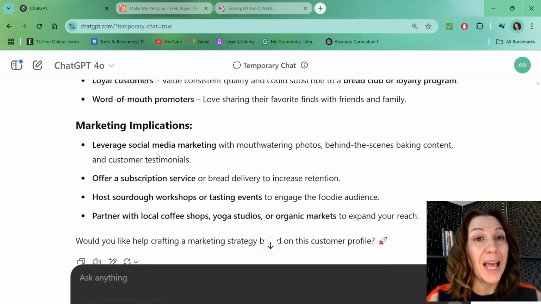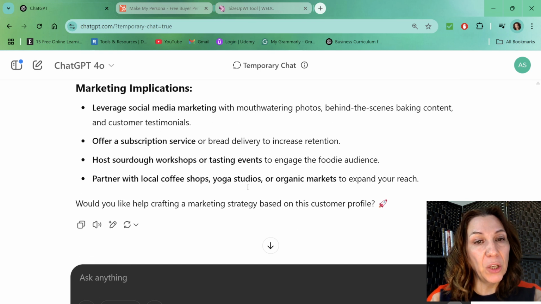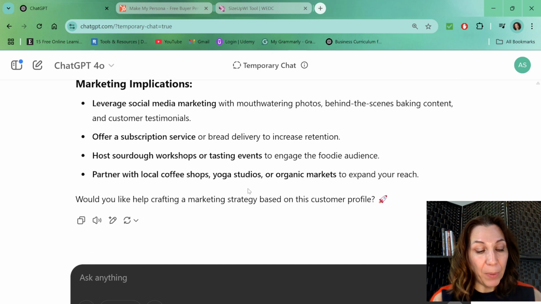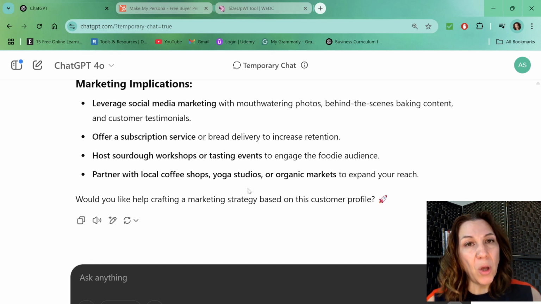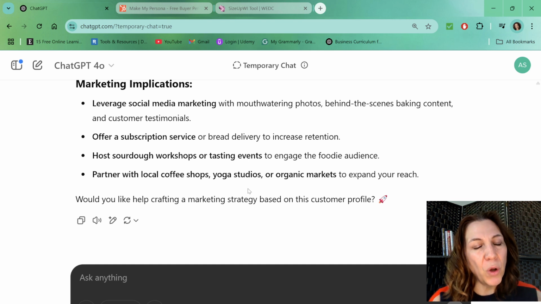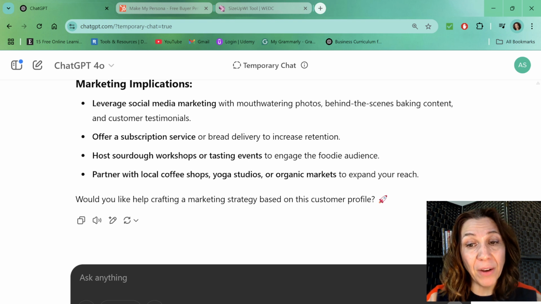Market applications: now leverage social media marketing with mouth-watering photos. ChatGPT is also suggesting how you can market to reach this particular market. So step number 2 is you can market that, but you want to understand what their pain points are. Very, very important. And I have a prompt for that.